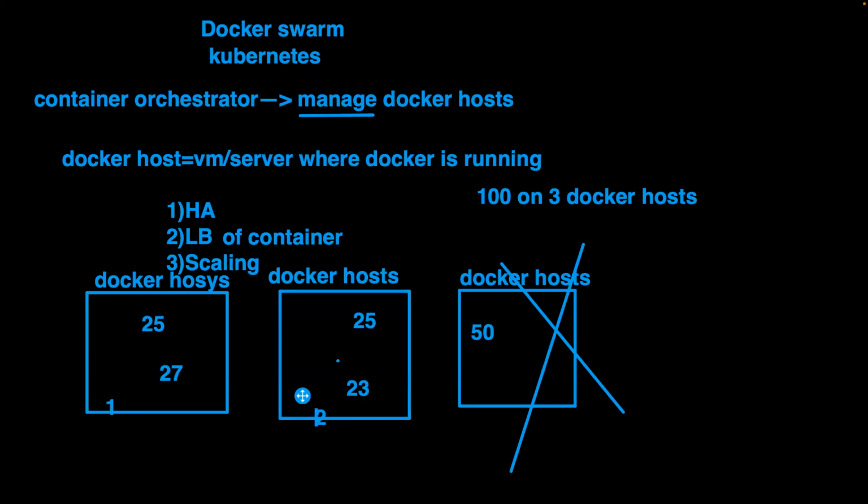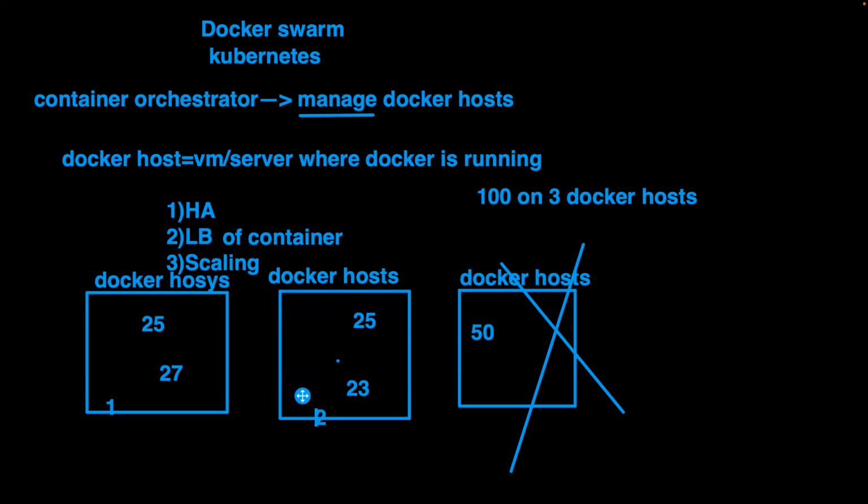And then scaling. Today I have 100. Let's say tomorrow I need 200. That is easily possible through these container orchestrator tools. You can't sit and run Docker 100 times, right? So those are all possible, which comes under container orchestration.